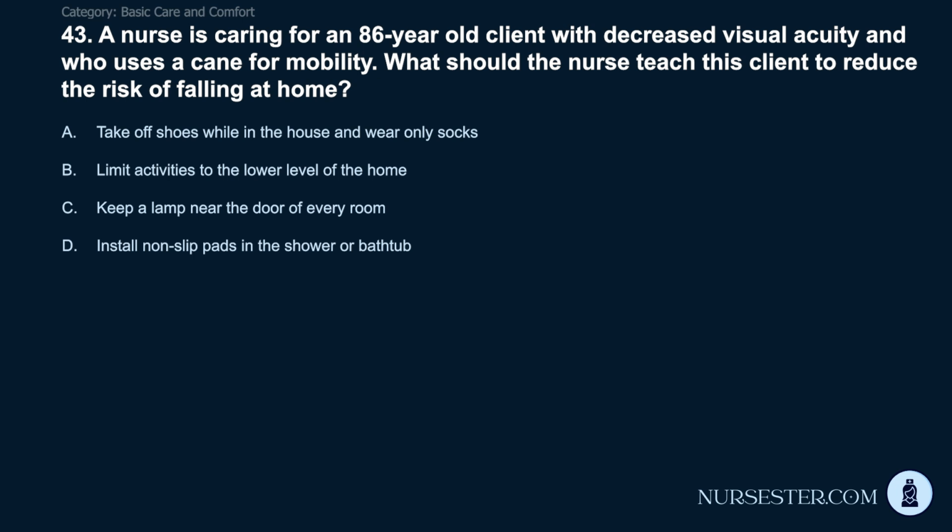43. A nurse is caring for an 86-year-old client with decreased visual acuity and who uses a cane for mobility. What should the nurse teach this client to reduce the risk of falling at home? A. Take off shoes while in the house and wear only socks. B. Limit activities to the lower level of the home. C. Keep a lamp near the door of every room. D. Install non-slip pads in the shower or bathtub. Correct answer: D. Install non-slip pads in the shower or bathtub.